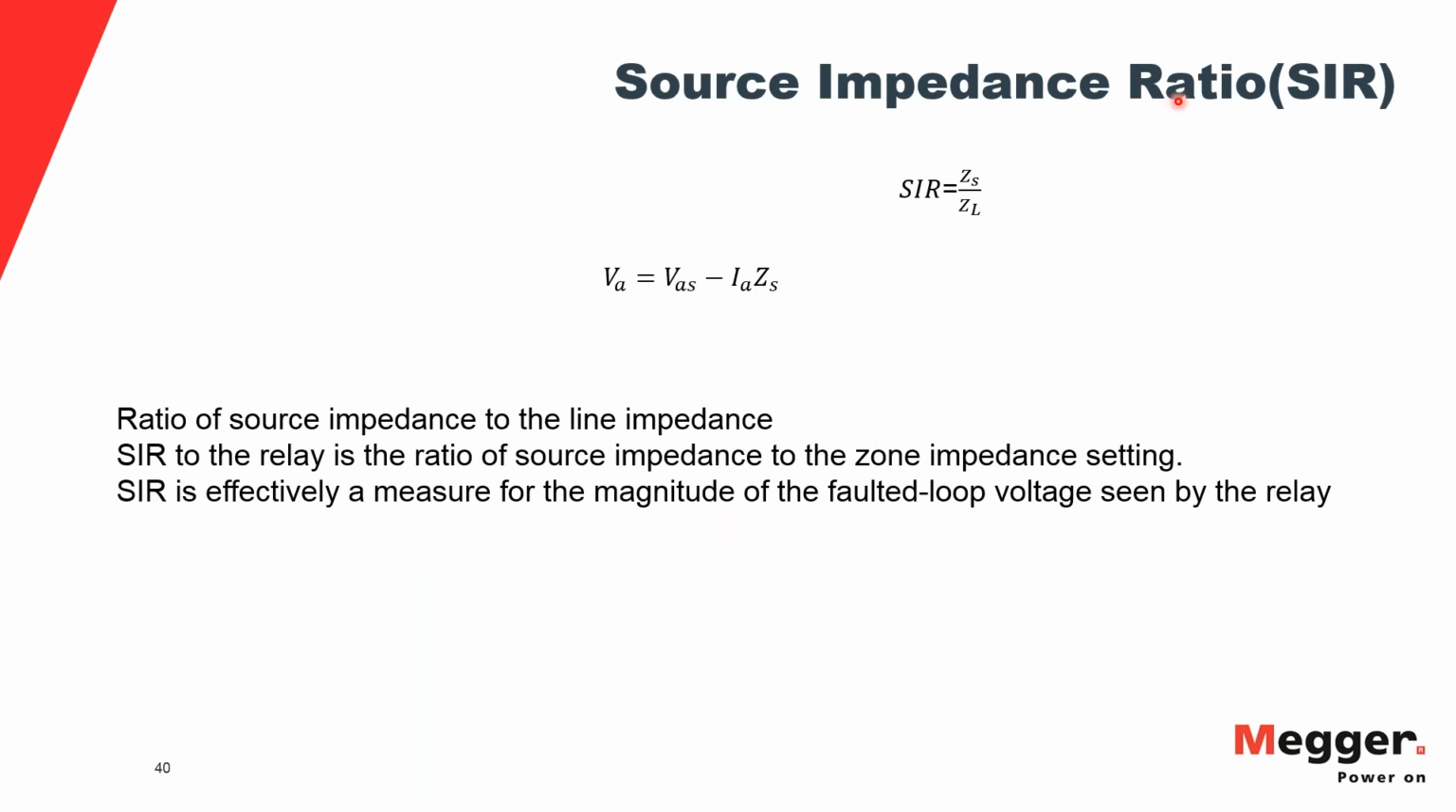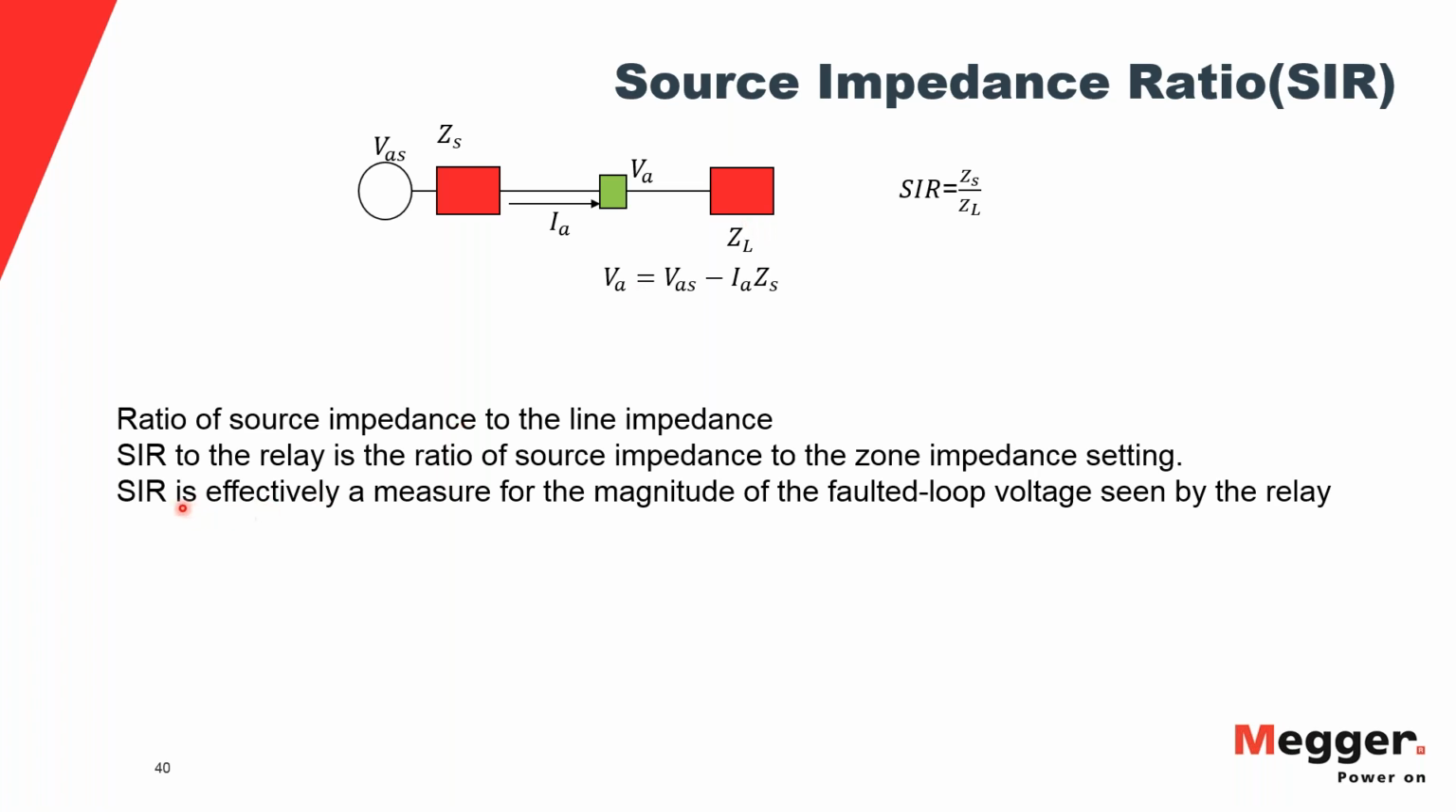Another thing that I wanted to talk about is what's called the source impedance ratio. Now, the source impedance ratio is defined as the ratio of the source impedance, you can see it here, to the line impedance. In the case of the relay, it is the ratio of the source impedance to the zone impedance setting. Not the impedance of the line, but only the zone impedance setting. If it is 80%, then it is the 80% of the impedance that you have on the line.